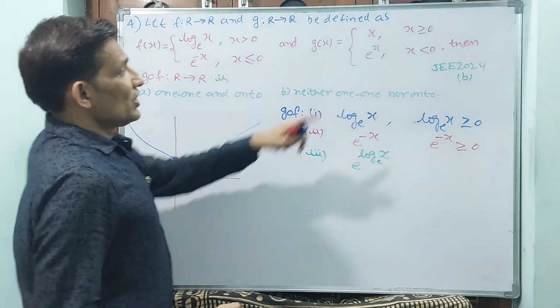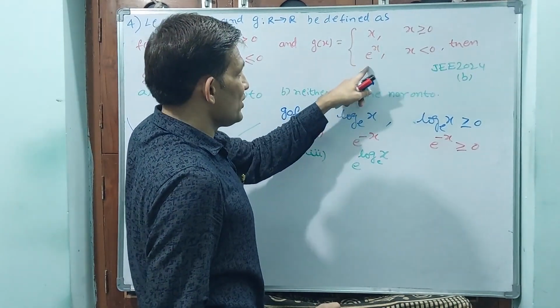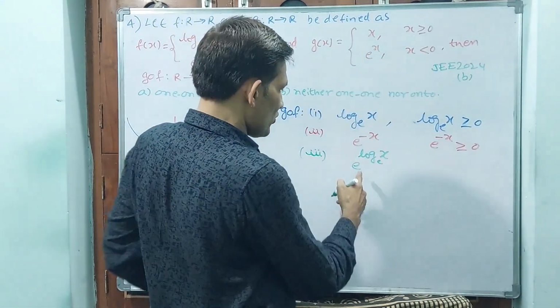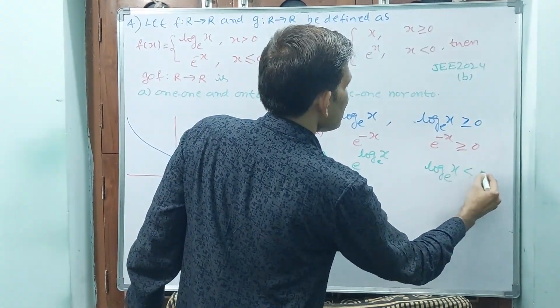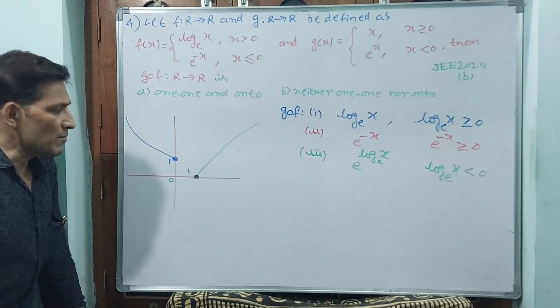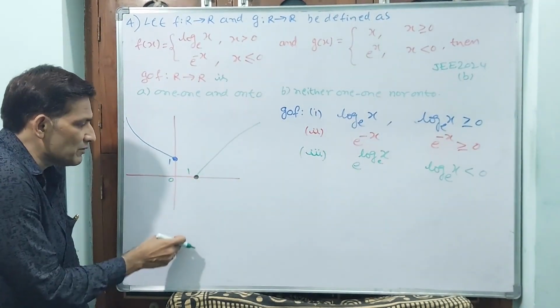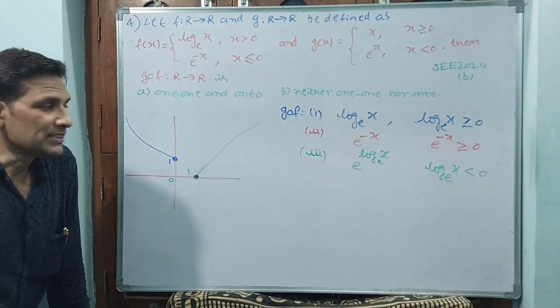Okay. See, in place of e power x, x is less than 0 means e power what is there, that is less than 0. E power what is there, log x. That means log x should be less than 0. Log x, is it less than 0? Yes. Why? Because in between 0 and 1, log x will be less than 0 only. Minus only, negative only. Okay.